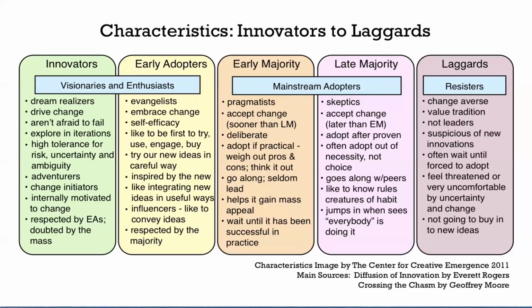Then coming to the late majority, they are very doubtful. They accept change, but later than the early majority. They adopt things once it is fully proven that this particular product is not going to fail. They adopt change when it is a necessity, not a choice. They don't want to go for this particular thing, but when it becomes a necessity, then only they will go for the change. They are creatures of habit.